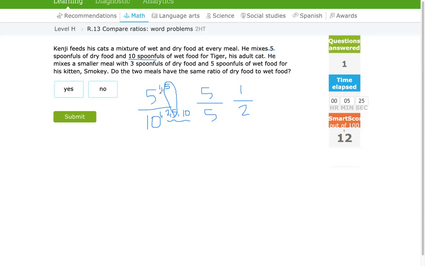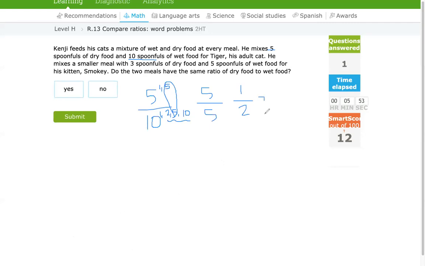1 times 5 equals 5. Nothing else times anything else equals 5. So 5 really only has 1 and 5. We don't use 1 because if we divided 5 by 1, it'd be 5. If we divided 10 by 1, it would be 10. So we try to find the greatest number that they have in common, and in this case, it would have been 5, okay? Hopefully everybody understands that. So Tiger gets, his ratio is 1/2 at the end of the day.